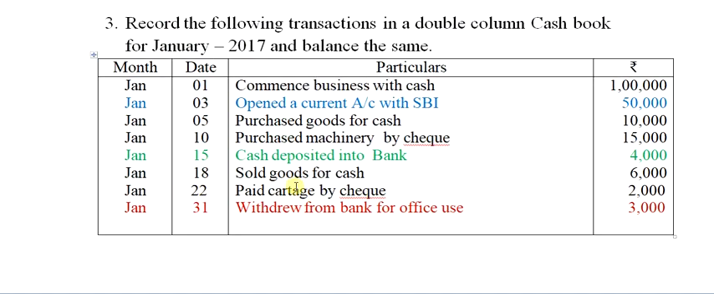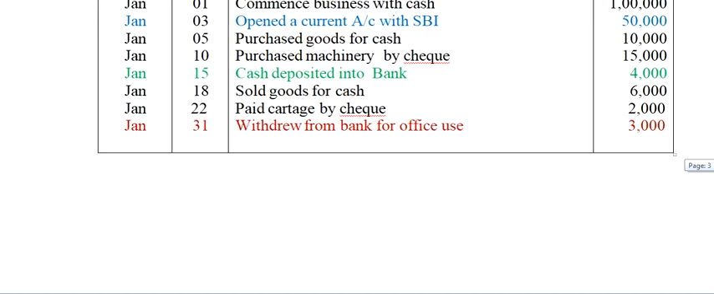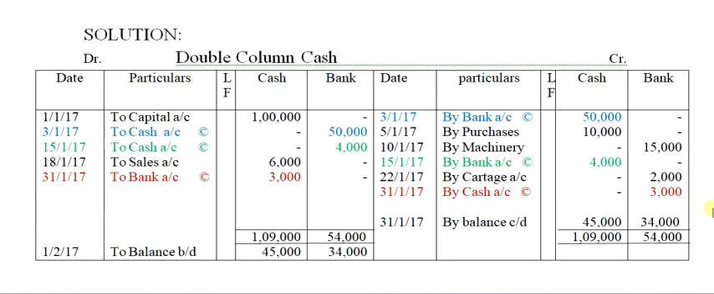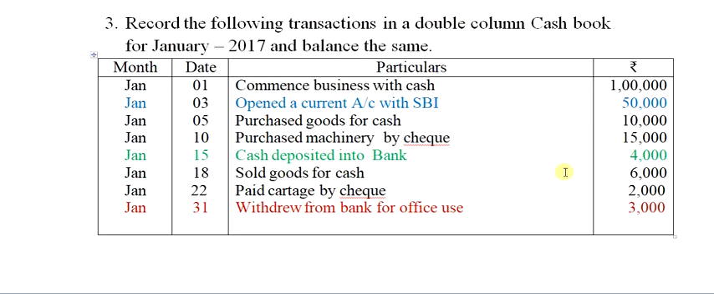On Jan 18th, sold goods for cash rupees 6,000 is given. Sold goods for cash means what happens? Our cash balance increases. So our cash balance increases means it should be taken under which side? Under the debit side. 18/1/2017 to sales account. How much it increases? 6,000. So 6,000 should be considered here. Next point, what is given?